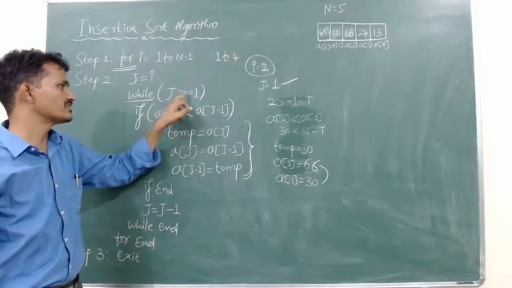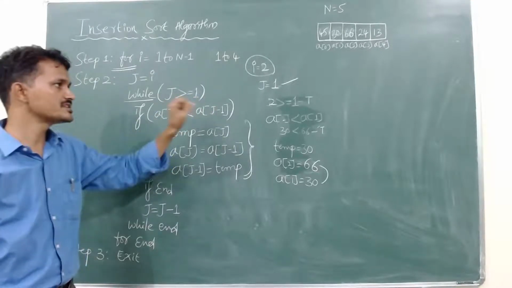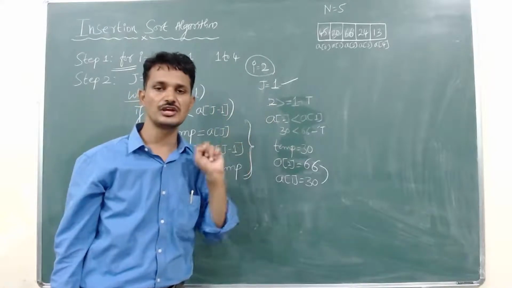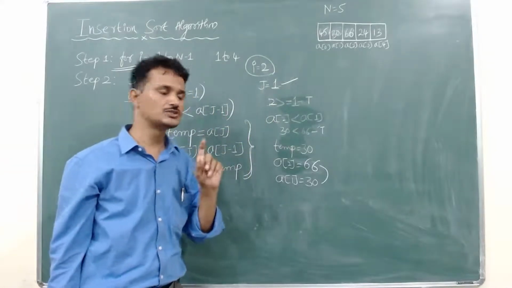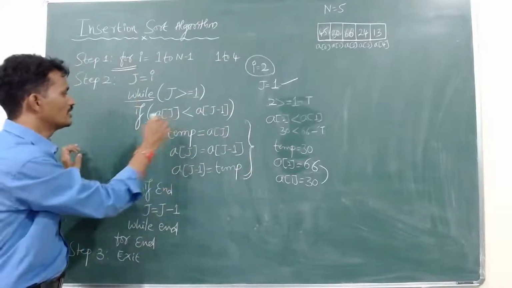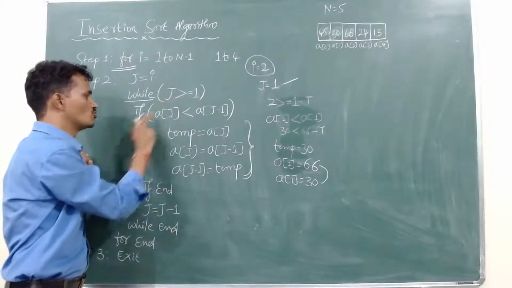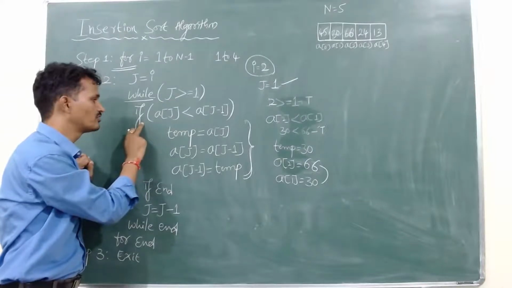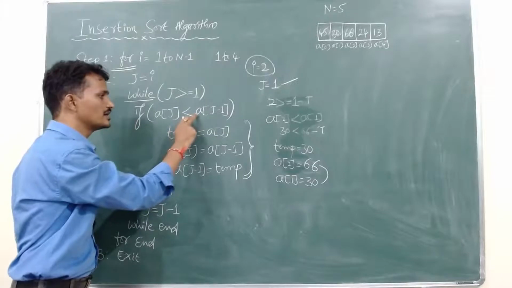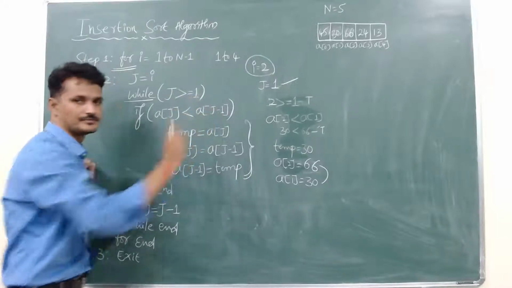j is greater than or equal to 1. What is the value of j? 1. 1 is greater than or equal to 1. Condition true. Because of the equal to sign, the condition is true. Next, when the condition is true, we'll enter into the if condition.